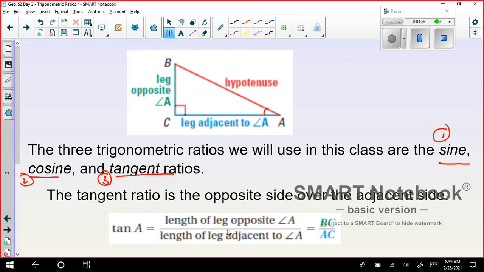That's your tan A. Same way, I will write here cosine A or cos A. In short, cos A is nothing but the length of the adjacent side over the length of the hypotenuse. I want you all to note down with me.